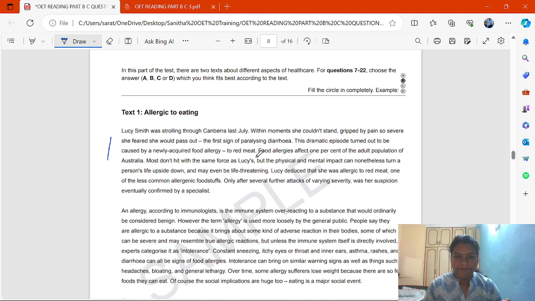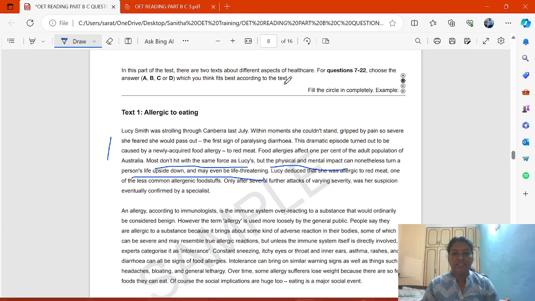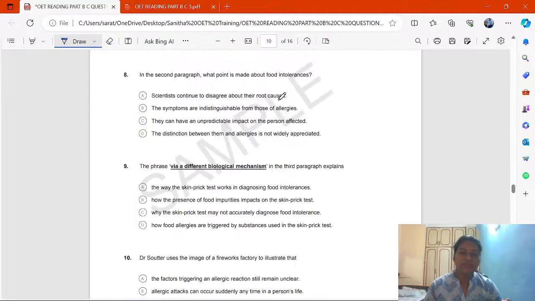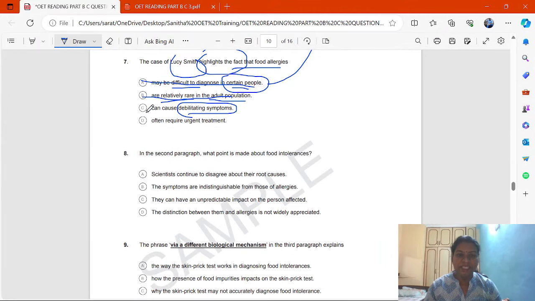See here. Food allergies affect 1% of the adult population. So most don't hit the same force as Lucy, but the physical and mental impact can nonetheless turn a person's life upside down and may even be life threatening. So it is saying food can cause debilitating symptoms. Often require urgent treatment. Okay, often require urgent treatment.